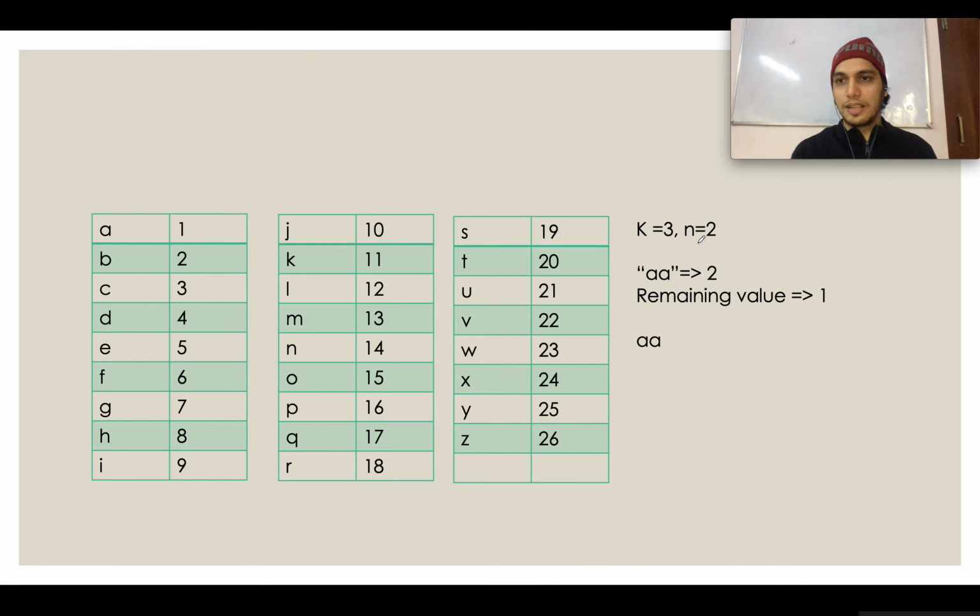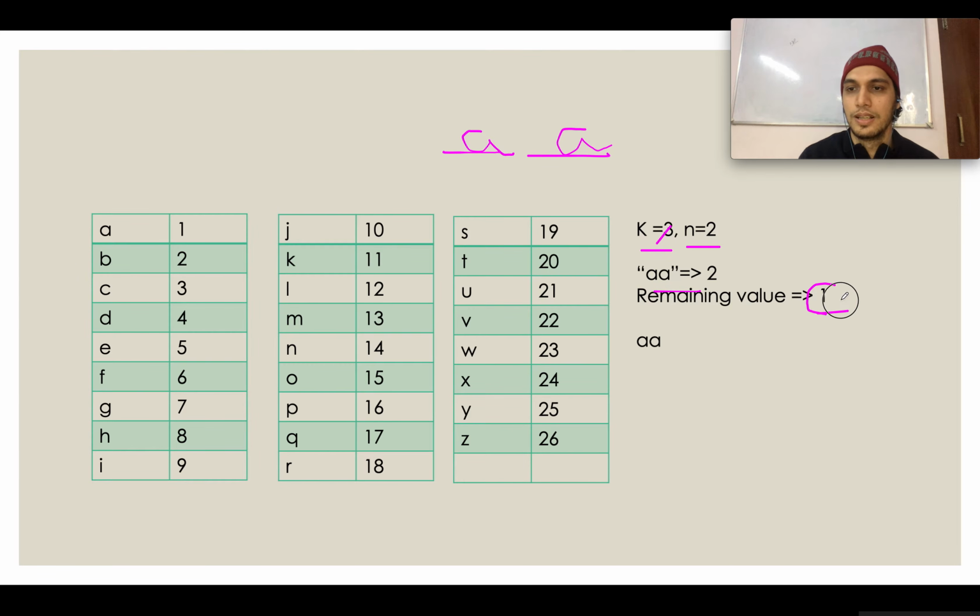Let's take a very simple example. n equals 2 and k equals 3. How many characters should be there? 2 characters should be there in the resultant string. Let's fill in 2 characters with a first of all. And what is the remaining value now? The remaining value becomes 1.